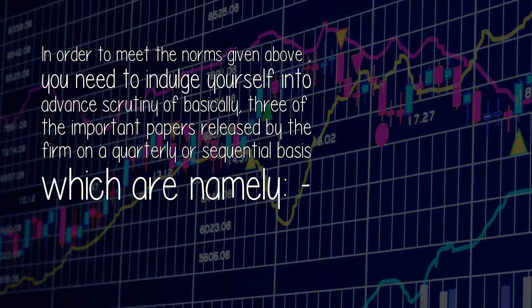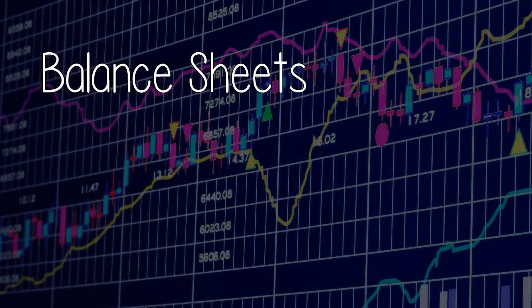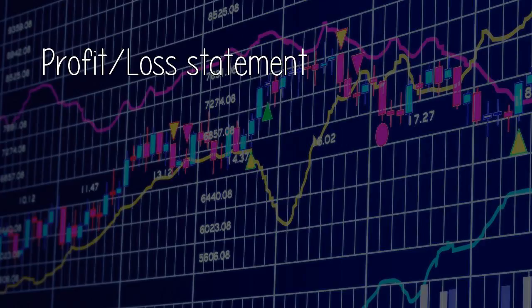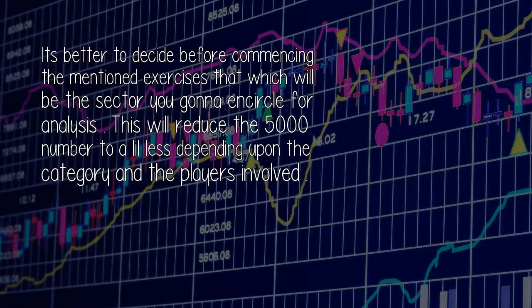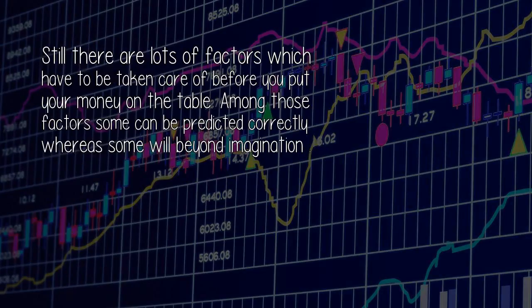In order to meet the norms given above, you need to indulge in advanced scrutiny of basically 3 of the important papers released by the firm on a quarterly or sequential basis, namely the balance sheet, cash flow statement, and profit/loss statement. It's better to decide, before commencing the mentioned exercises, which sector you're going to encircle for analysis. This will reduce the 5,000 number to a little less depending upon the category and the players involved. Still, there are lots of factors which have to be taken care of before you put your money on the table. Among those factors, some can be predicted correctly, whereas some will be beyond imagination.